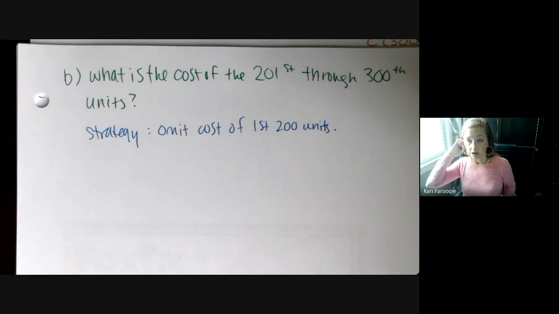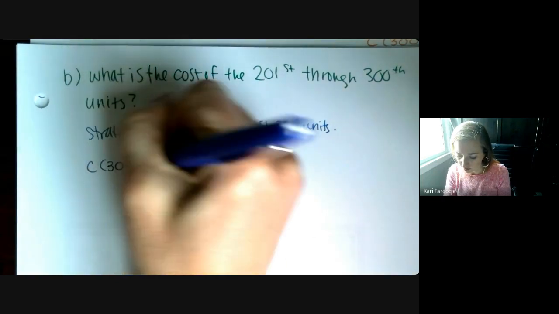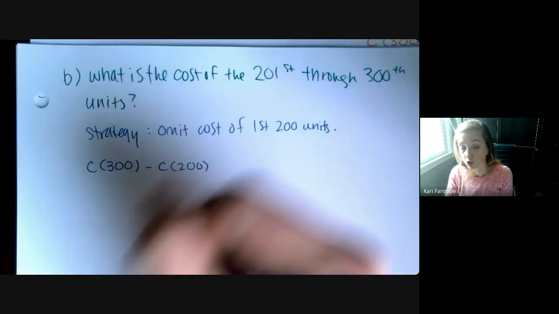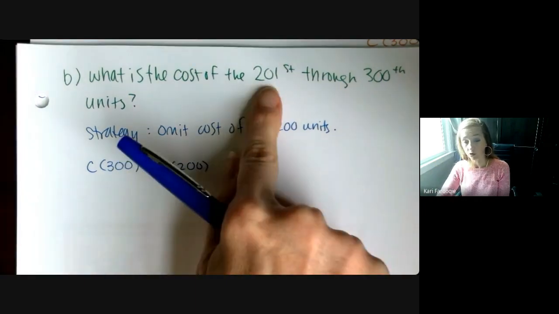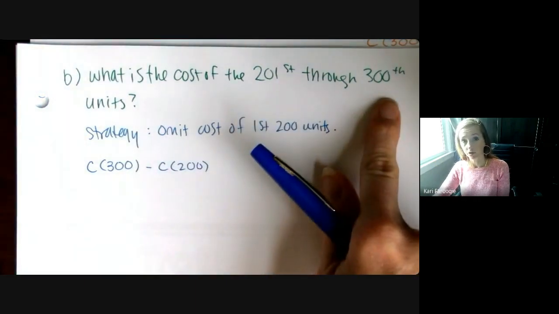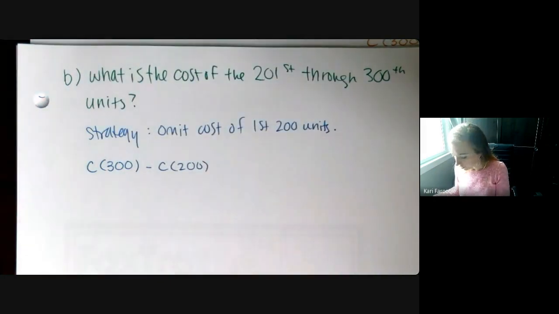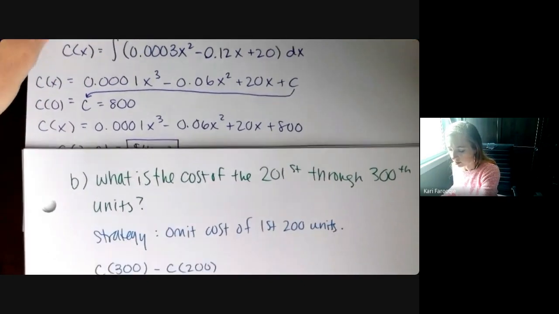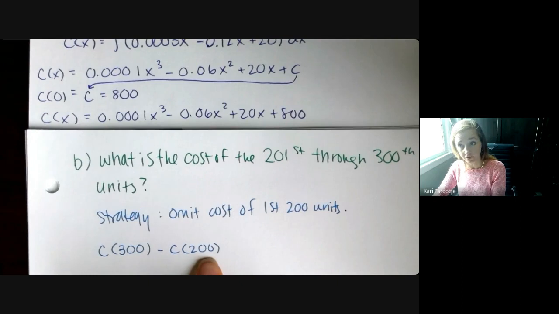So if I do that, what I'd be looking for here is the cost of the first 300 units, and then we'll take away the cost of the first 200 units. And what this is going to give you is just the cost of the 201st through the 300th units. Again, I have this cost function on the previous page. You could evaluate this function at 300 and then evaluate it again at 200 and subtract the difference.